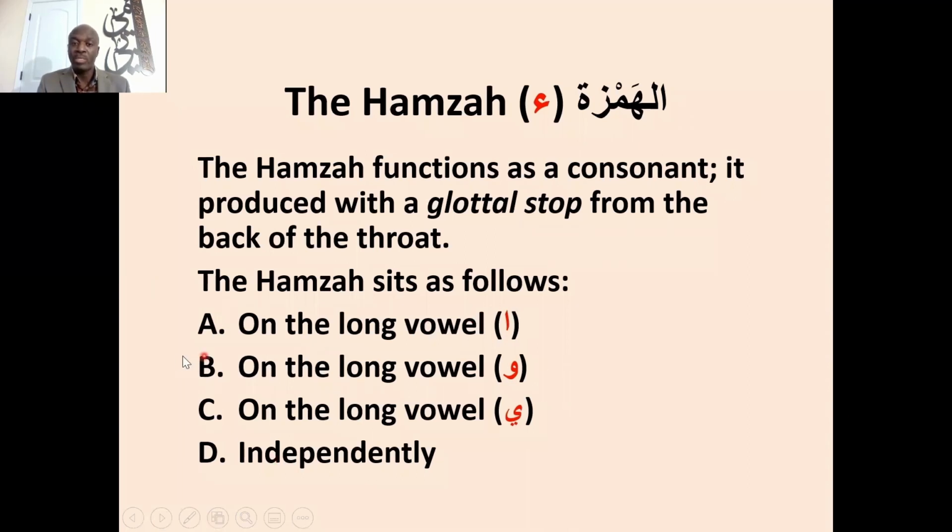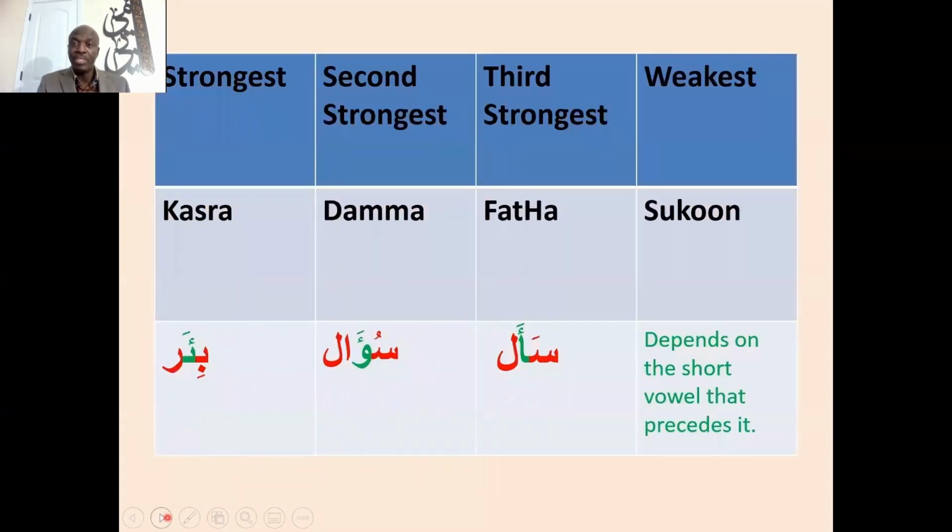The first segment is the Hamza sitting on the Alif, and the second segment will be the Hamza sitting on the Waw and the Ya. The third and last one will be the Hamza standing alone, independently, with no seat or chair. So let's figure that out today.